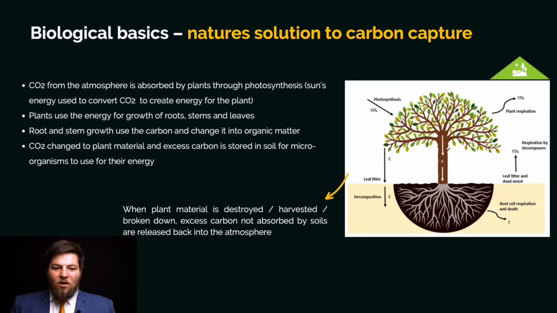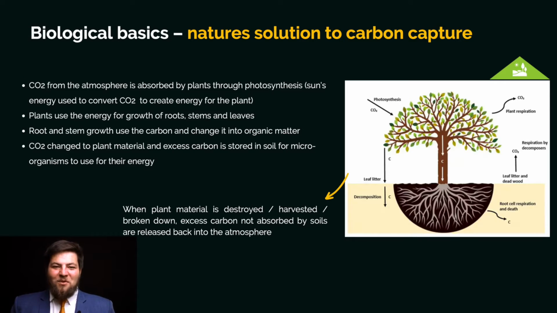So, as far as biological basics go, nature's solution to carbon capture, the process in short goes as follows. One, carbon dioxide from the atmosphere is absorbed by plants through photosynthesis, which is plants using the sun's energy to convert carbon dioxide to create energy for the plant. Next, plants use this energy for growth of roots, stems and leaves.